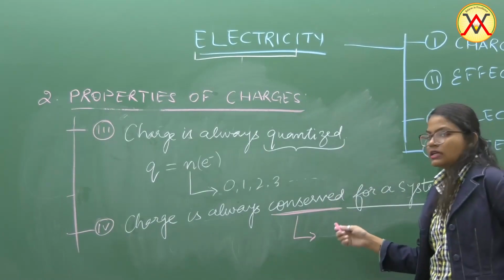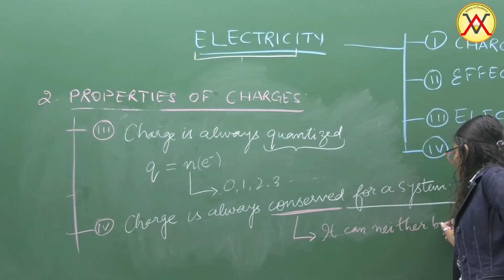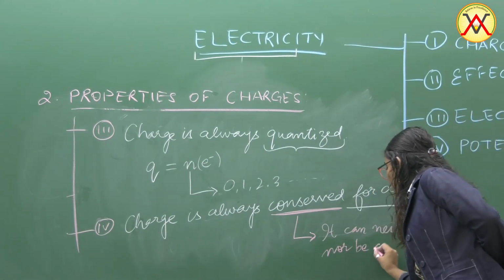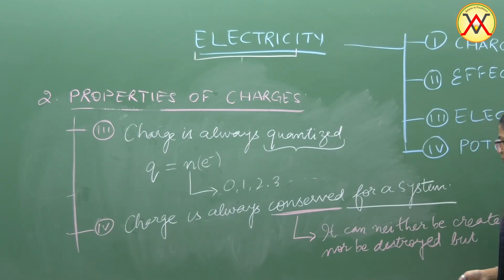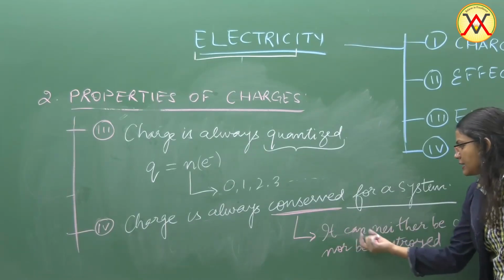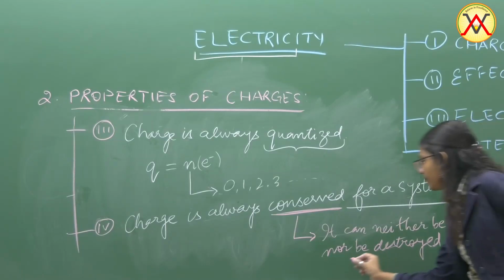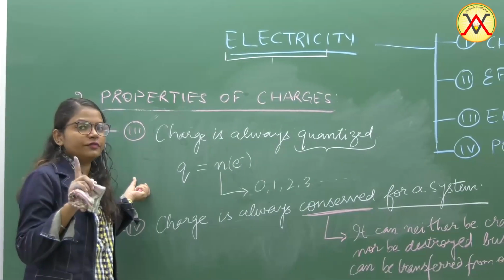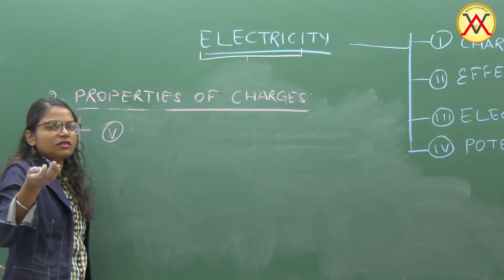Whenever we say this term conserved, conserved means it can neither be created nor be destroyed. But does this statement ring a bell? Yes, exactly what we say in case of energy. It can neither be created nor be destroyed, but can be transferred from one body to another. These were the four major properties of charges, but along with it, we have got one more property of charge. And that property is nothing but telling the basic nature of charge.